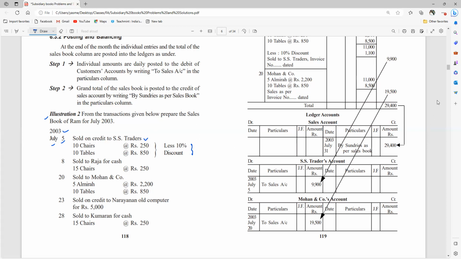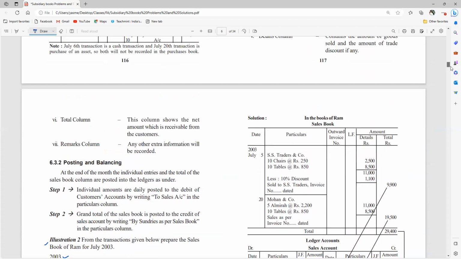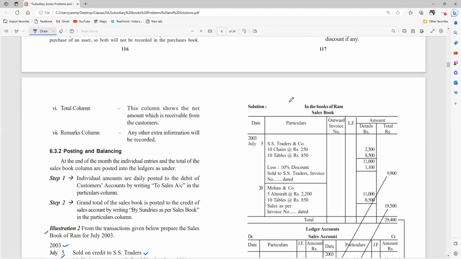Next, let's record that in the sales book. This is the format of your sales book. Ignore these arrow marks, that is not our concern here. We have to learn to prepare the sales book. Here we have the date column, particulars column, outward invoice number, ledger folio, details, and amount total. The first transaction is on July 5th, 2003.